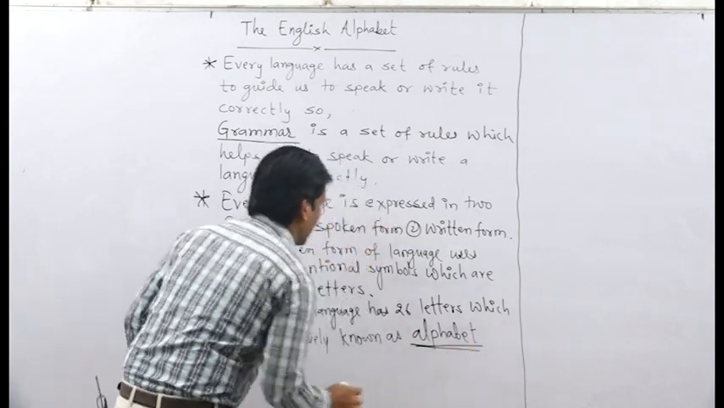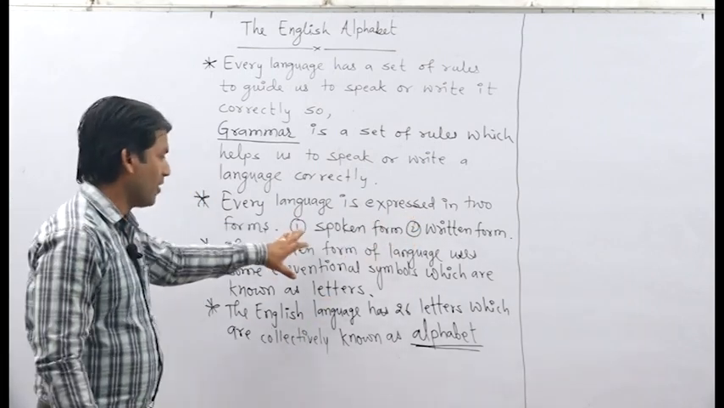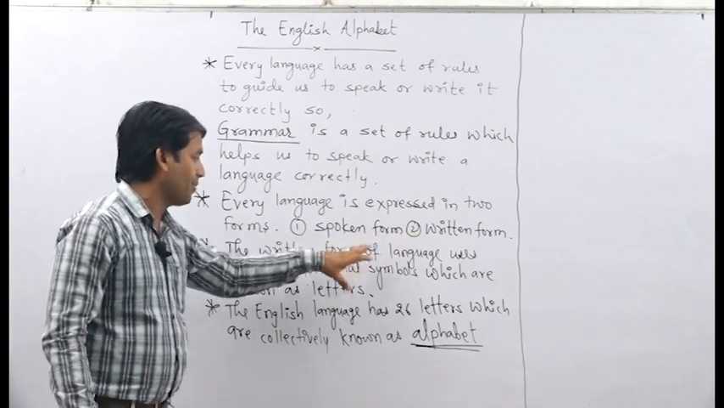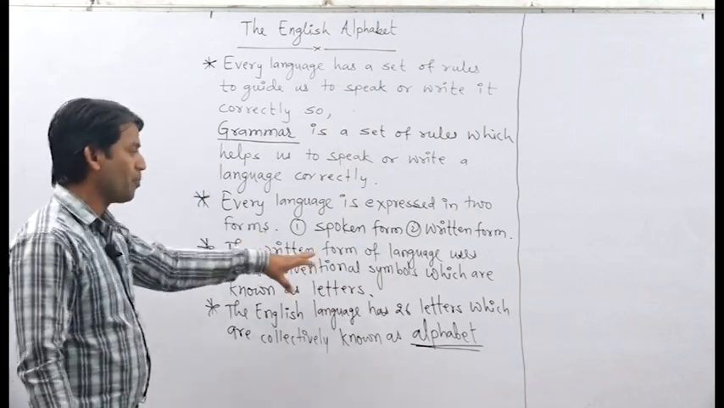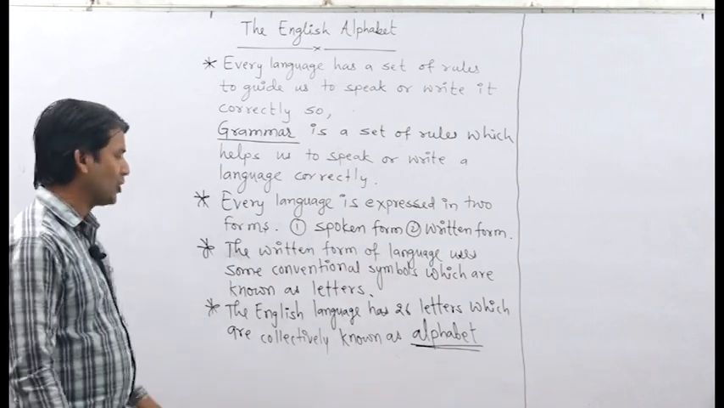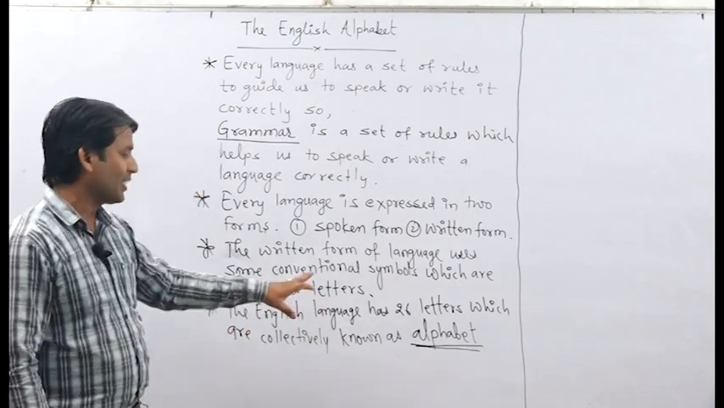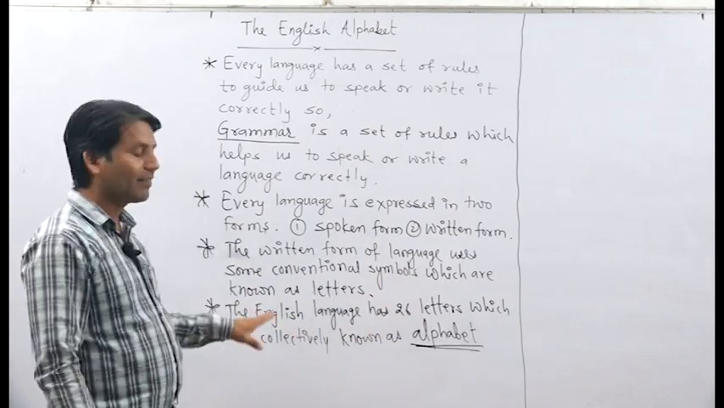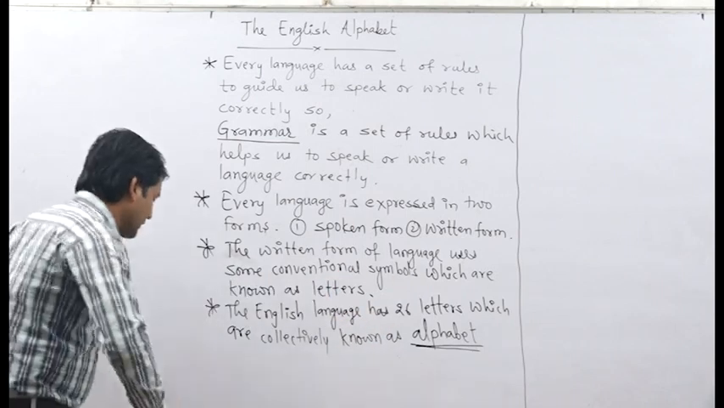So let us see here. Every language is expressed in two forms. Number one, spoken form, and number two, written form. For spoken form of language, we produce some sounds through our mouth, but the written form uses some conventional symbols, and in English language, those symbols are known as what? Letters. The English language has 26 letters, and these 26 letters are collectively known as what? Alphabet.